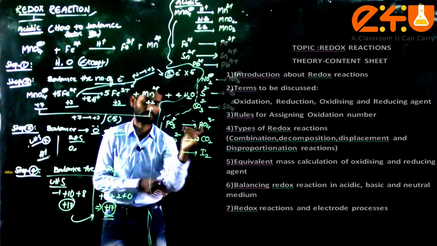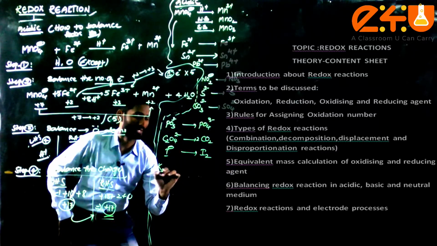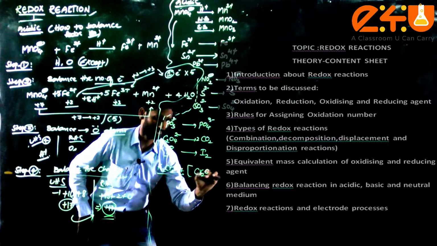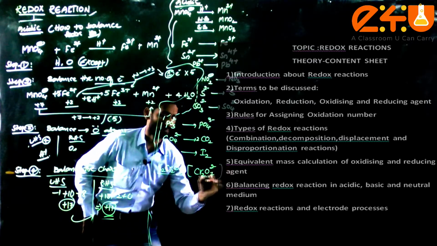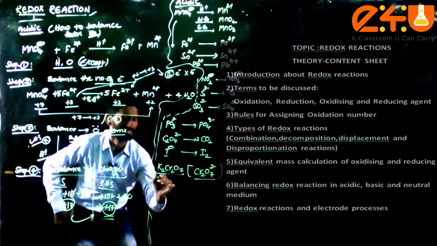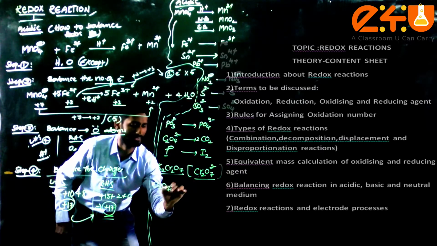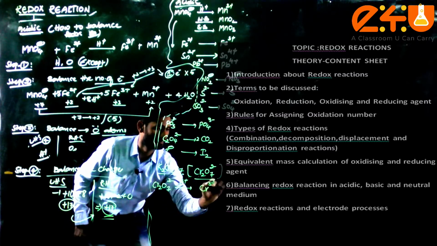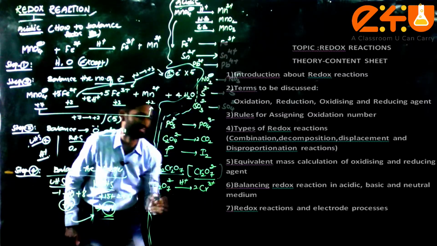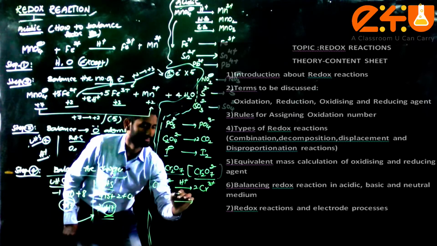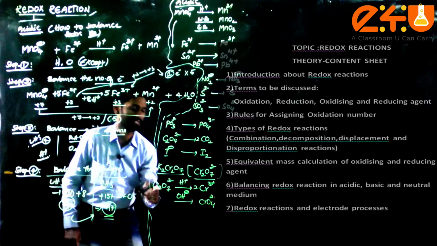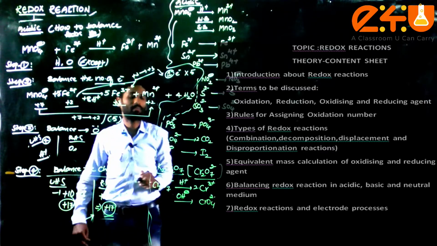Next, if you take potassium dichromate, what charge is there? Cr2O7 2 minus, that is called the dichromate ion. This is the dichromate ion in acidic medium. In acidic medium it is converted into Cr3 plus. Since it contains 2 chromium atoms, I am writing 2 Cr3 plus. In case of basic medium, it is converted to CrO4 2 minus. This is dichromate, this is chromate.